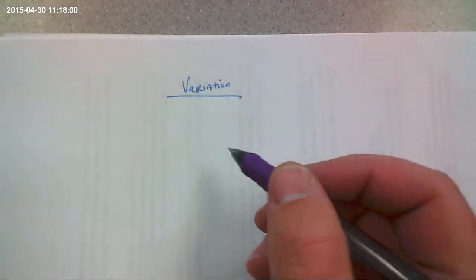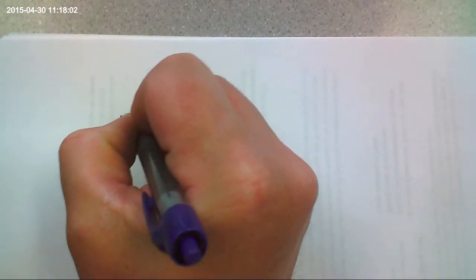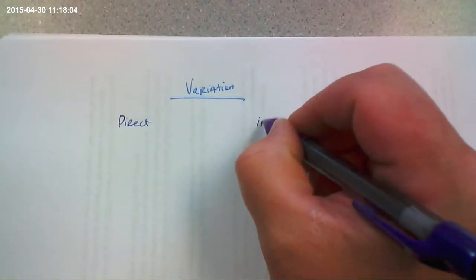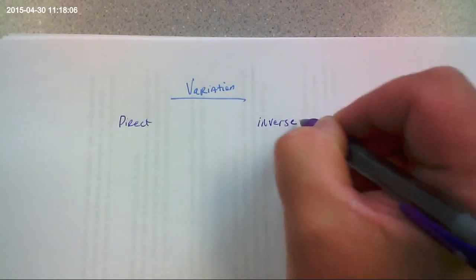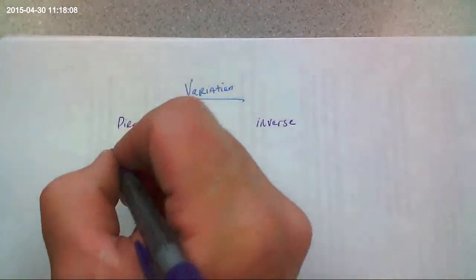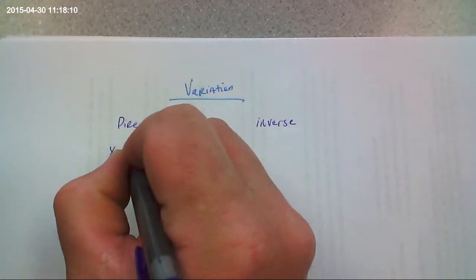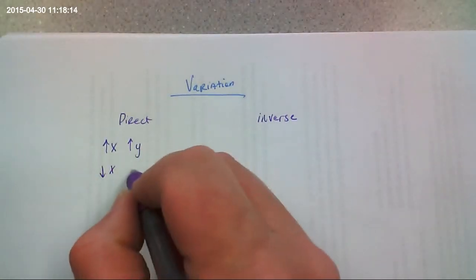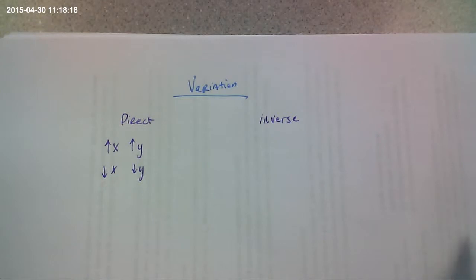Hey, we're going to do a quick video here on variation. Crash course, there are two types. There are direct and inverse, sometimes called indirect. Direct variation, you've got two variables. As one goes up, so does the other. Or as one goes down, so does the other.